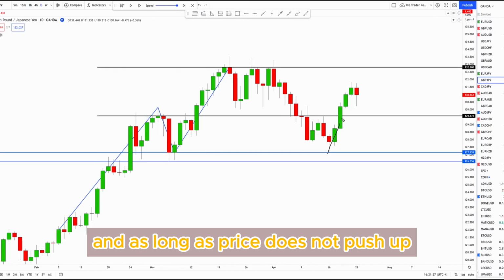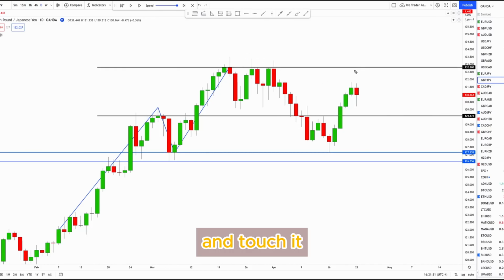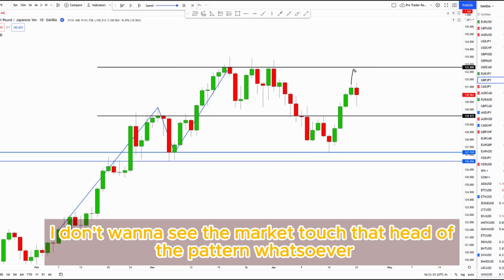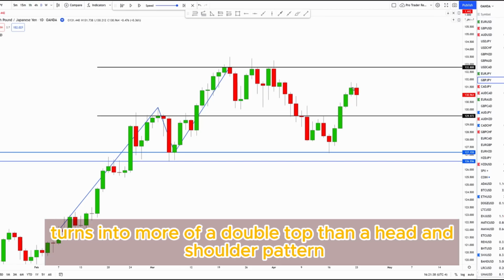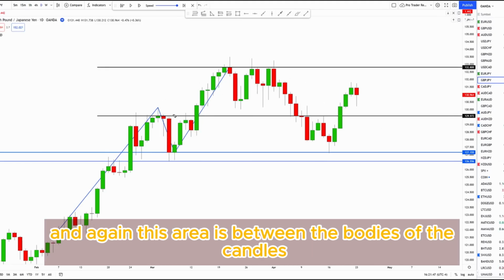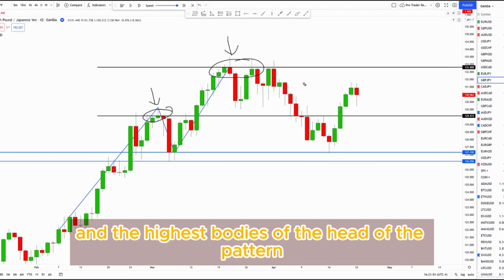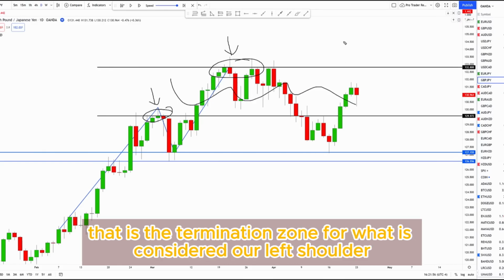And as long as price does not push up all the way to our head of the pattern and touch it, I don't want to see the market touch that head of the pattern whatsoever. If it does, it's an invalid trade, turns into more of a double top than a head and shoulder pattern. So what I'm waiting for is this area to be my termination zone. And again, this area is between the bodies of the candles, the highest bodies of my right shoulder, and the highest bodies of the head of the pattern. That is the termination zone for what is considered our left shoulder.